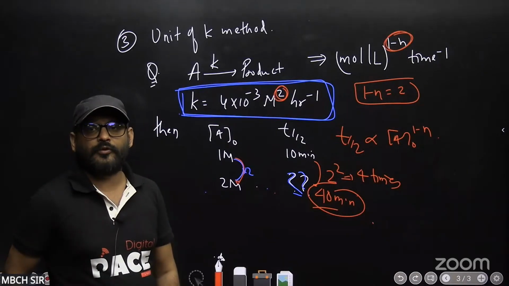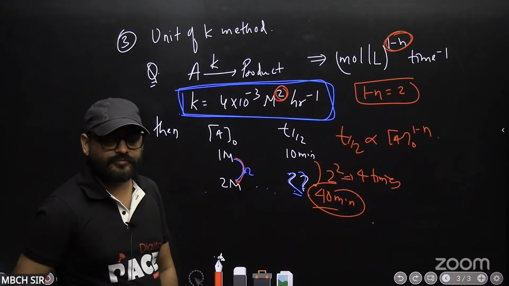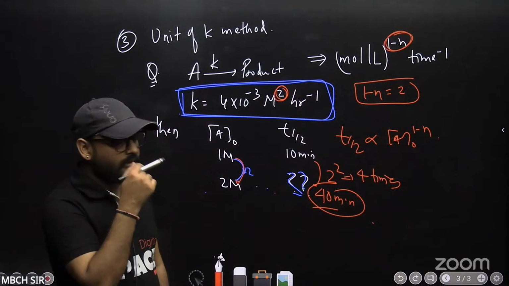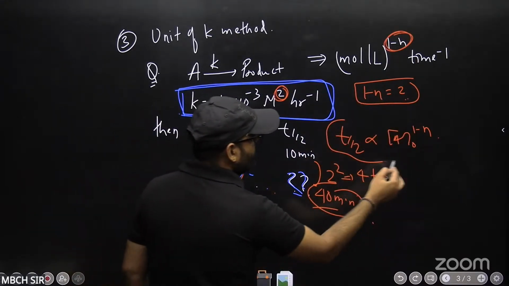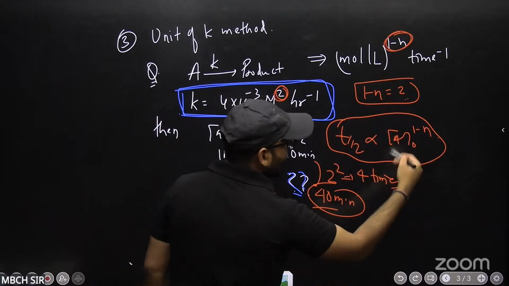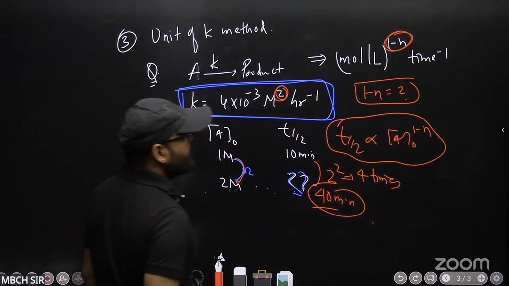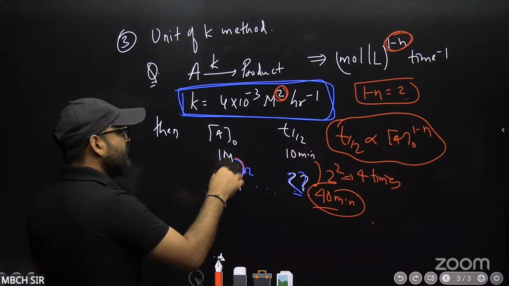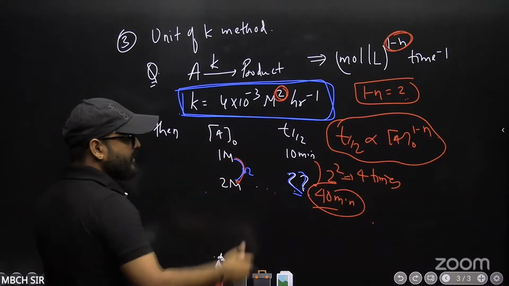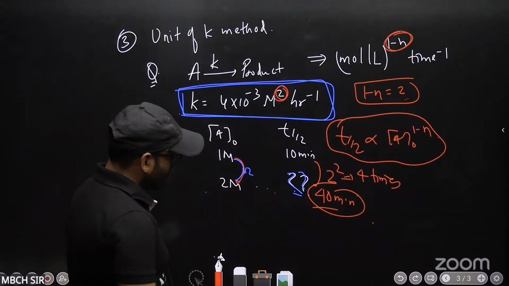Vedika, not 20 minutes, 40 minutes. 1 minus n's value is 2. So just put this thing here. T half is directly proportional to A naught raised to power 2. If A naught is getting twice, then T half will get 4 times because 2 raised to power 2.